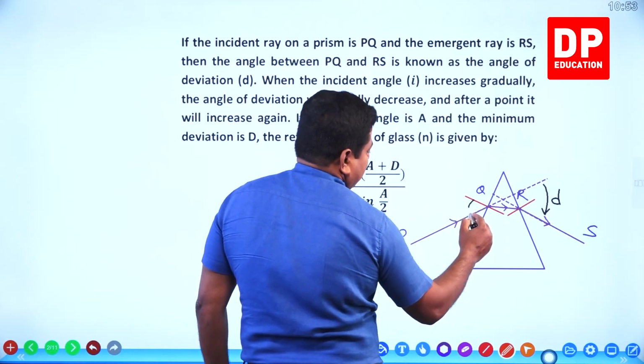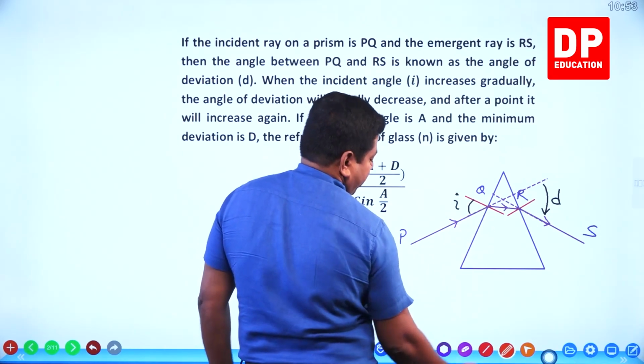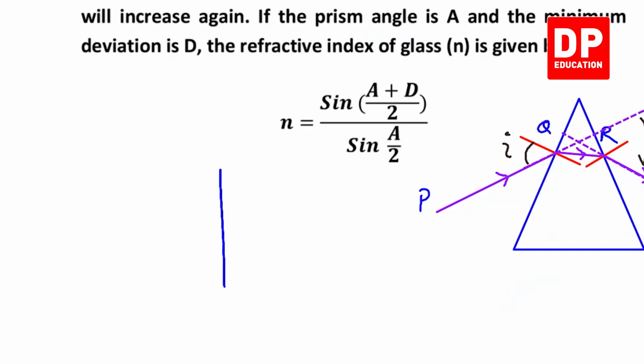This I is what you call the incident angle. We studied that when I is increased, the deviation angle will take a shape like this. Initially it drops, after a point it increases. So there is going to be a minimum which we mark as capital D.